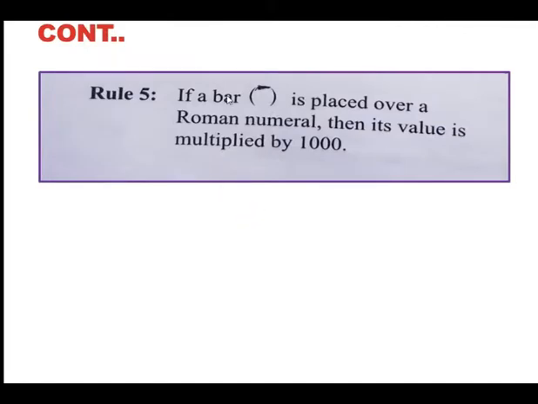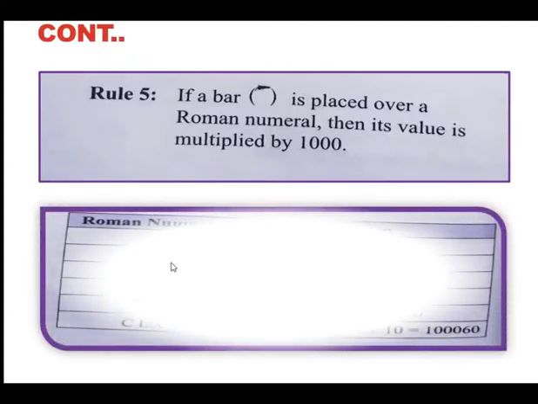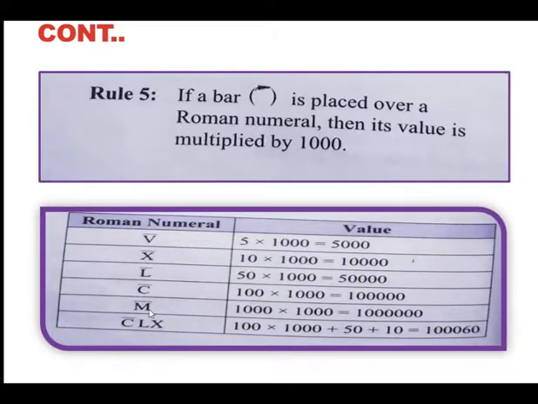Then rule 5. If a bar is placed over a Roman numeral, then its value is multiplied by 1000. Means, for example, you have been given any Roman number and you have a bar over it. As you can see on V, I have placed a bar. This bar means its value is multiplied by 1000. V has the value 5, bar is placed, so multiplied by 1000, it will give 5000. Then X has the value 10, bar over it, so multiplied by 1000, 10,000.